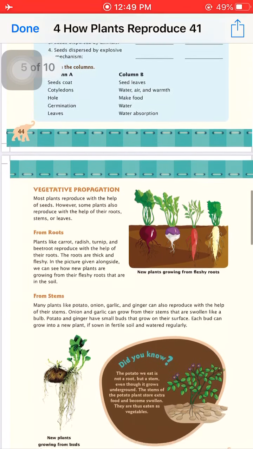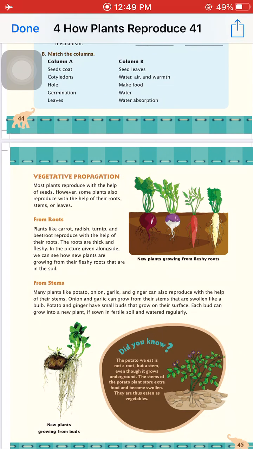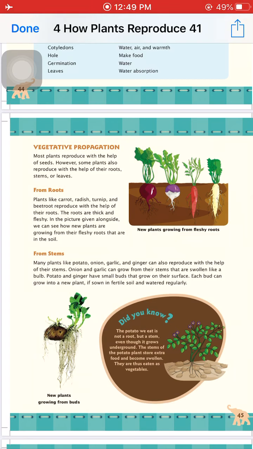Next is vegetative propagation. In vegetative propagation, we use different methods, like reproduction of plants through roots, stem or leaves. First, we talk about vegetative propagation through roots. Roots like carrot, radish, turnip and beetroot are roots that we eat. Plants like these reproduce with the help of their roots. The roots are thick and fleshy.